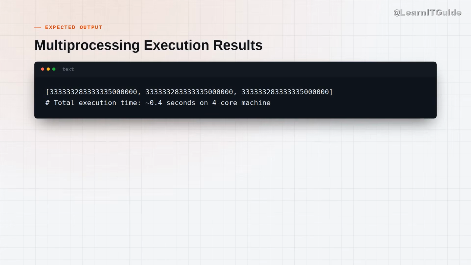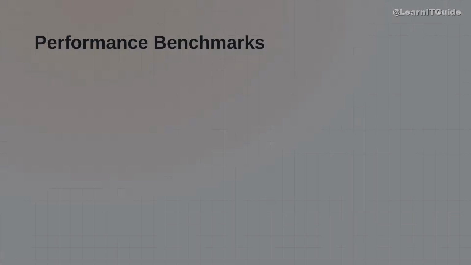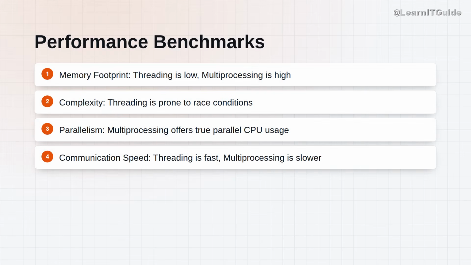This output confirms the calculations. You will notice that on a multi-core machine, this finishes significantly faster than a single threaded approach would because the work is distributed across the hardware cores. Let us break down the results.